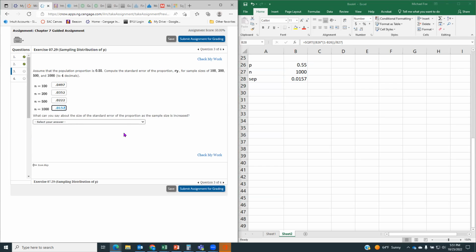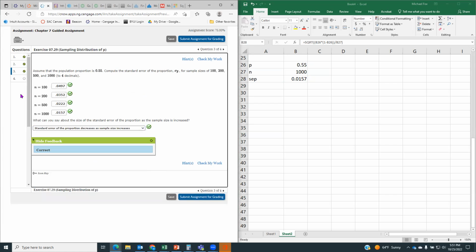So then it says, what can you say about the standard error of the proportion? The size of it as the sample size is increased, and we can see the larger our sample, the less error we have. Okay, and that makes sense. We're just going to get something closer to what the population is if we take a larger and larger sample. So we're going to say the standard error of the proportion decreases as the sample size increases.